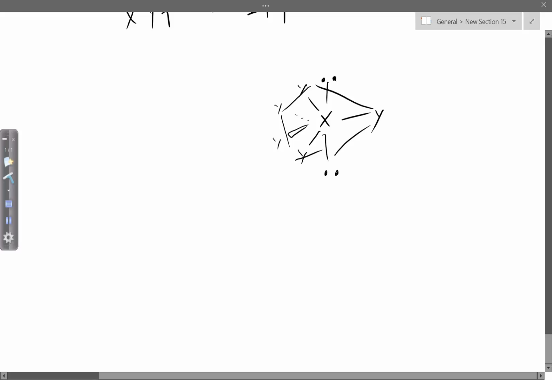Next is the size of terminal atoms. If you look at PI3 versus PCl3, I is bigger, although I is less electronegative than Cl. Since I is bigger, it's going to exert greater repulsion, so the bond angle is greater. So yeah, it experiences steric repulsion.